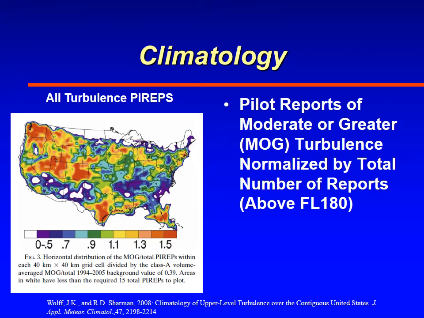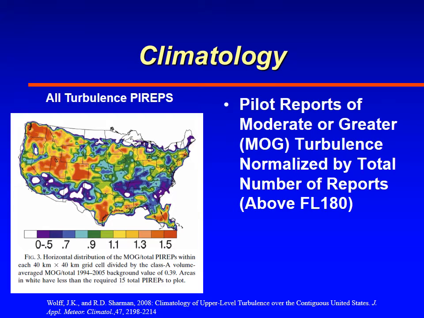This is a study that was done in 2008 at the National Center for Atmospheric Research by a UND graduate, Jamie Wolf, and also another researcher, Dr. Sharman. And they looked at the climatology of mountain turbulence and how mountain wave turbulence was distributed seasonally and also not temporally, but spatially across the United States.